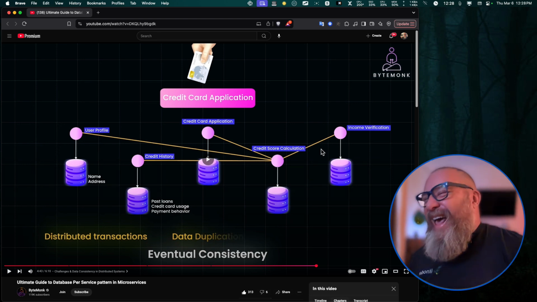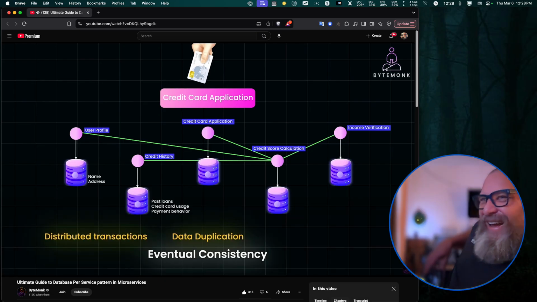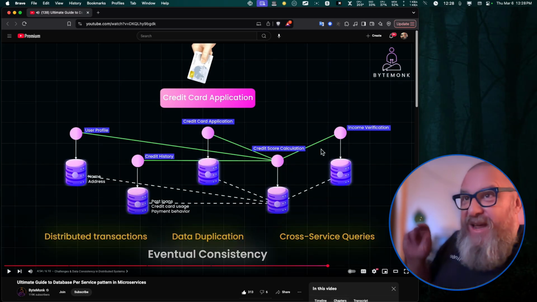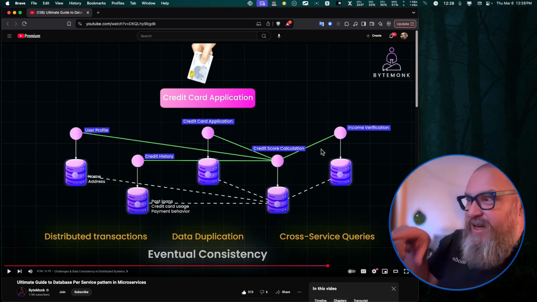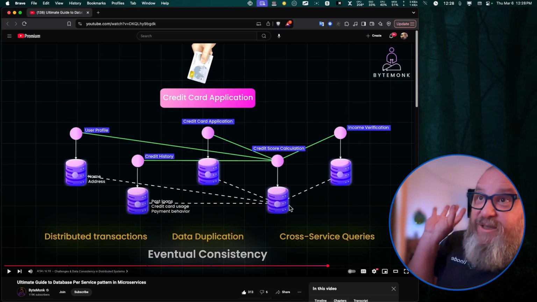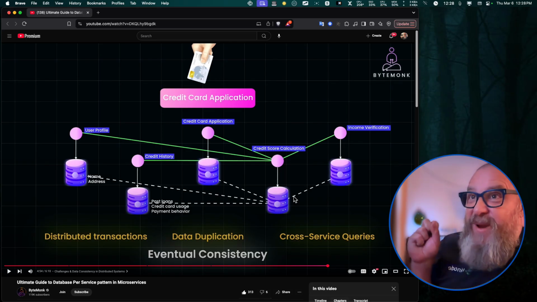Next, duplication may occur to improve performance, but it can lead to inconsistencies if not handled properly. Additionally, cross-service queries are tricky as you can't easily join data across different databases. Yeah, that's right. That's why you have to have a data bus for updates. Each one of these things says, I just got an update, I just got an update, and everything interested in keeping its own little local copy gets that information.